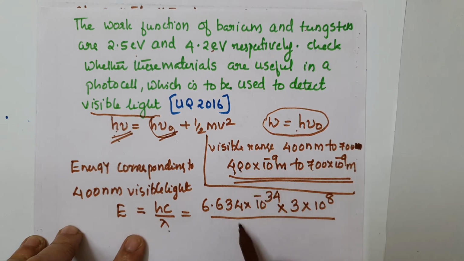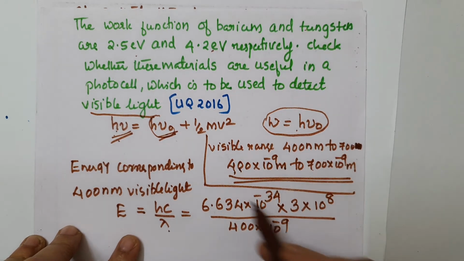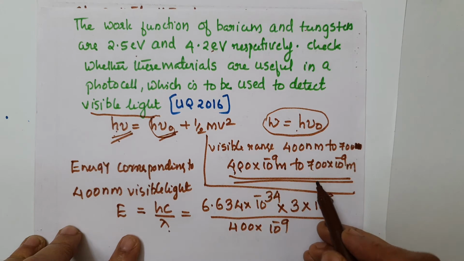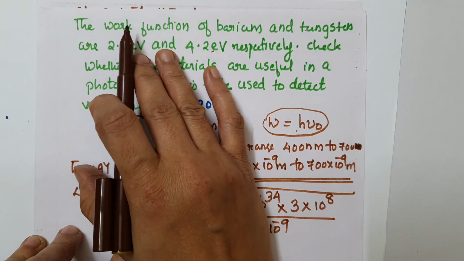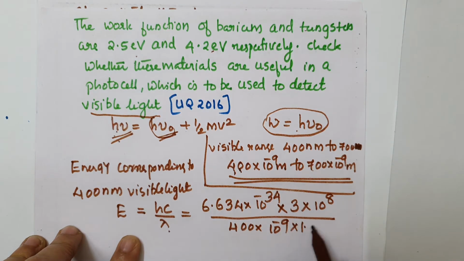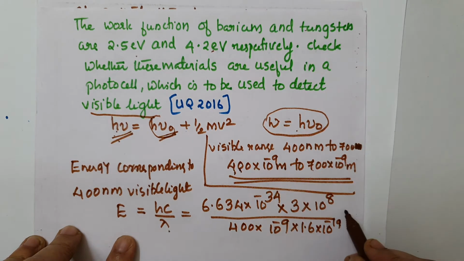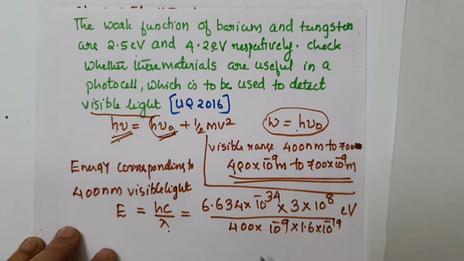Lambda is given as 400 into 10⁻⁹. This is the energy in joule. We are considering it in eV because the energy given is in electron volt. So for converting it into electron volt, we are dividing this by 1.6 into 10⁻¹⁹. This is the energy in electron volt.